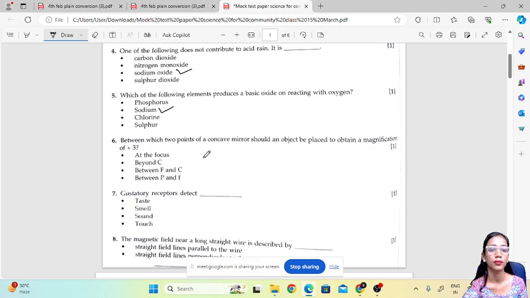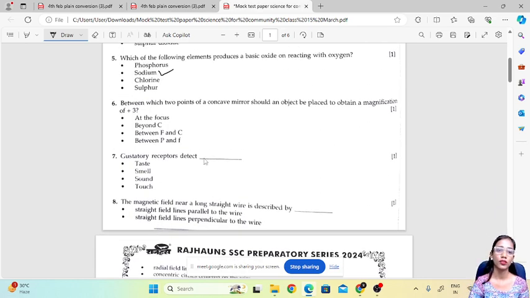Now the next question: between which 2 points of a concave mirror should an object be placed to obtain a magnification of +3? The mirror over here is a concave mirror. +3 is a high magnification. +3 means first of all the image is magnified. In this case the image will be enlarged, virtual and erect.